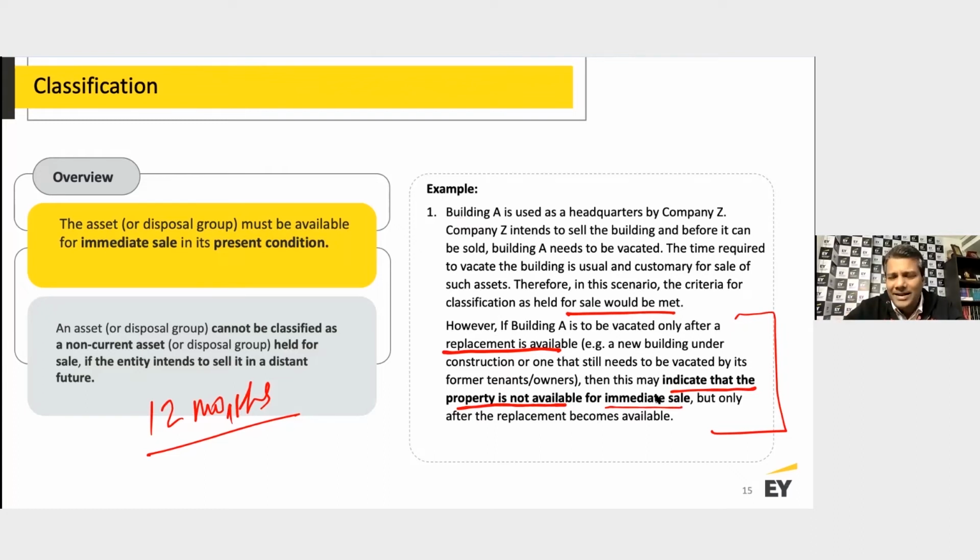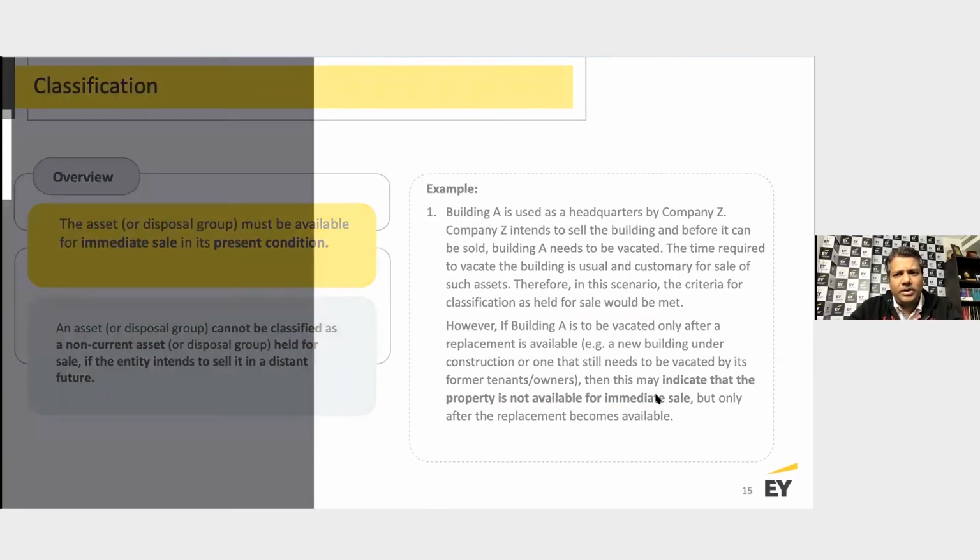Just remember, there should not be any condition which makes it difficult for you to get out of this property. There could be conditions, but then they have to be customary and usual for that kind of property. Anything which is not customary, not usual, puts a challenge for us to say whether I can really classify it as held for sale. Is it really available for sale in its present condition? Is the sale then highly probable? Do I expect that the sale is likely to be completed in the next 12 months? So that's the important criteria.